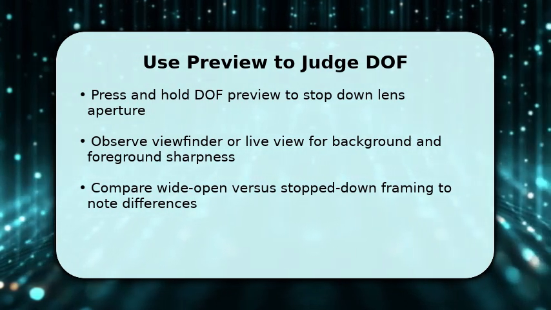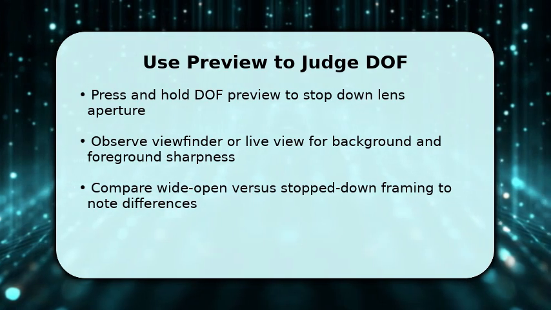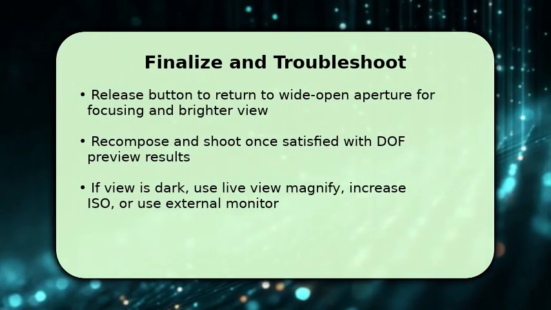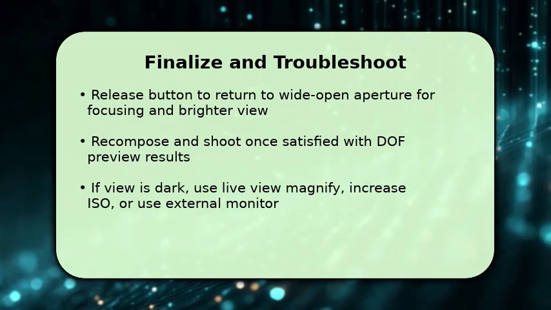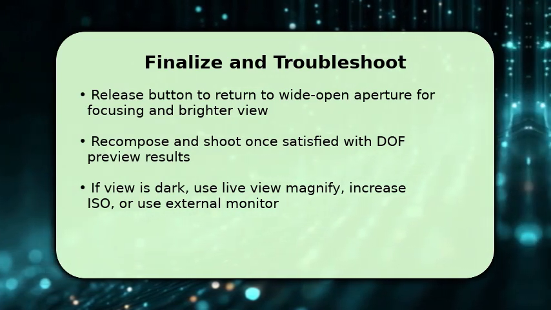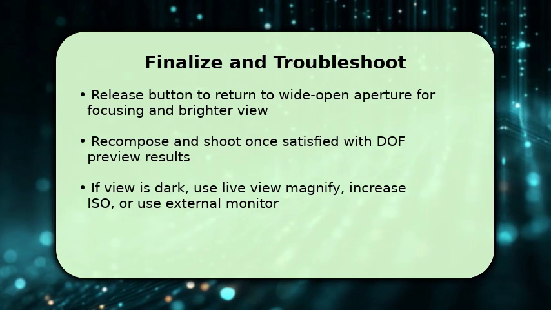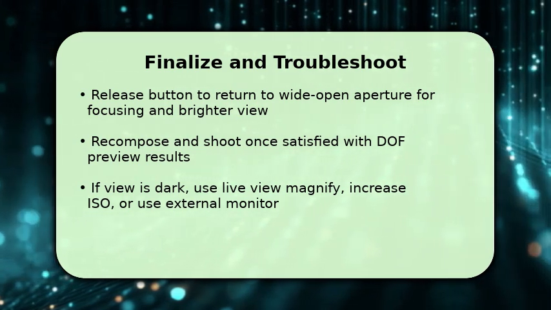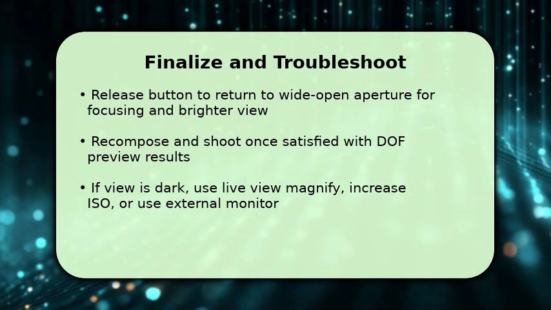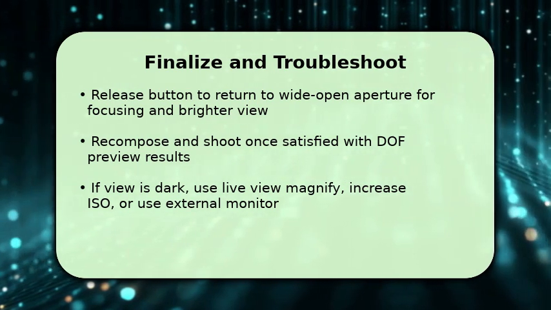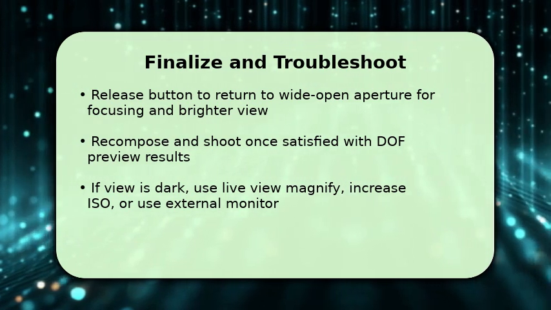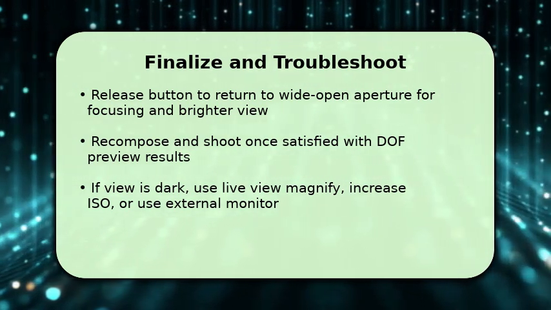You release the preview to return to the lens's widest aperture for a brighter view and easier focusing, then recompose and capture the image once satisfied with how the DOF looked. If the preview makes the viewfinder too dim, switch to live view where exposure simulation helps, or increase ISO temporarily to evaluate. If results still differ, verify lens aperture blades are functioning and check for custom button conflicts. This single troubleshooting.